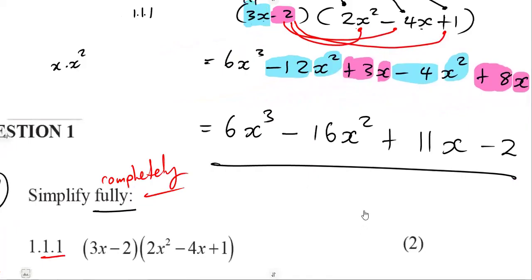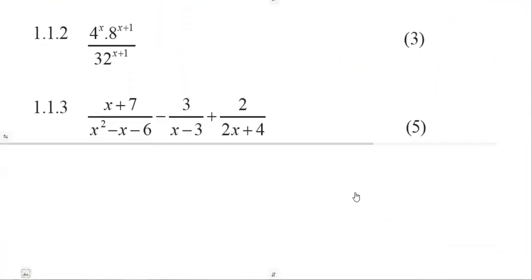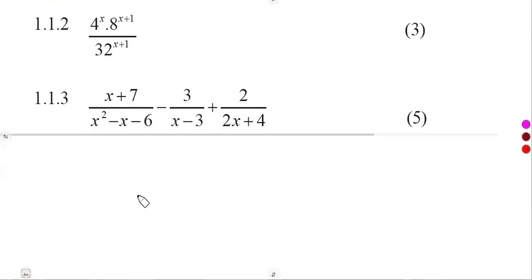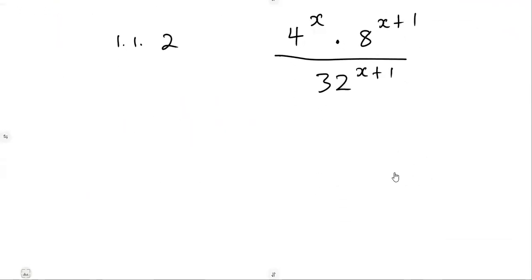All right, 1.1.1, when we are done, we move on to 1.1.2. That question is about exponents: 4 to the exponent of x times 8 to the exponent of x plus 1, everything over 32 to the exponent of x plus 1. So like I said, guys, you are going to be given similar questions. Understand that.